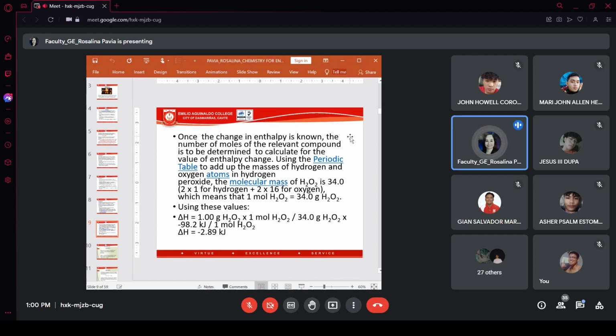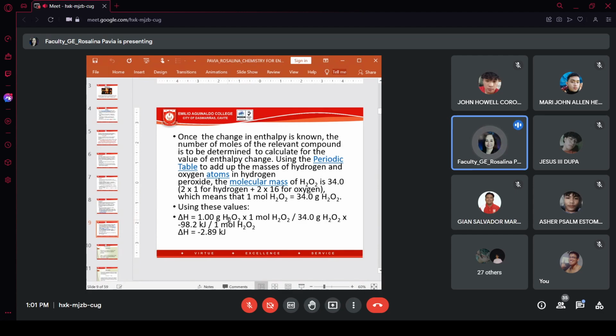Once the change in enthalpy is known, the number of moles of the relevant compound is to be determined to calculate for the value of enthalpy change. So using your periodic table to add up the masses of hydrogen and oxygen atoms in hydrogen peroxide, the molecular mass of hydrogen peroxide is 34 grams per mole. Okay? 34 grams per mole. So using these values, makukuha na natin yung delta H for 1 gram of hydrogen peroxide.